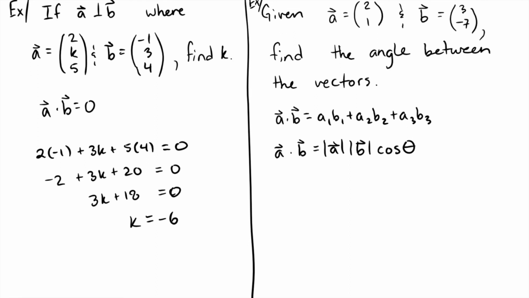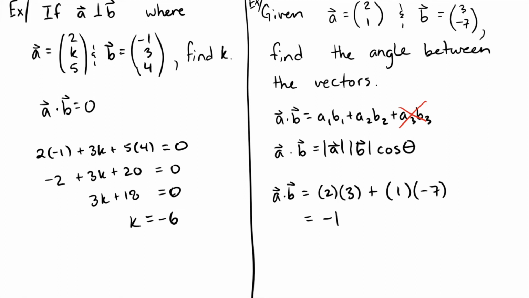Now again, for 2 dimensions, we don't worry about the z component, so I'm just going to chop that part off. And so the dot product of these 2 vectors is going to be a1, which is 2, times b1, which is 3, plus a2, which is 1, times b2, which is -7. And so I end up with the dot product being equal to -1.